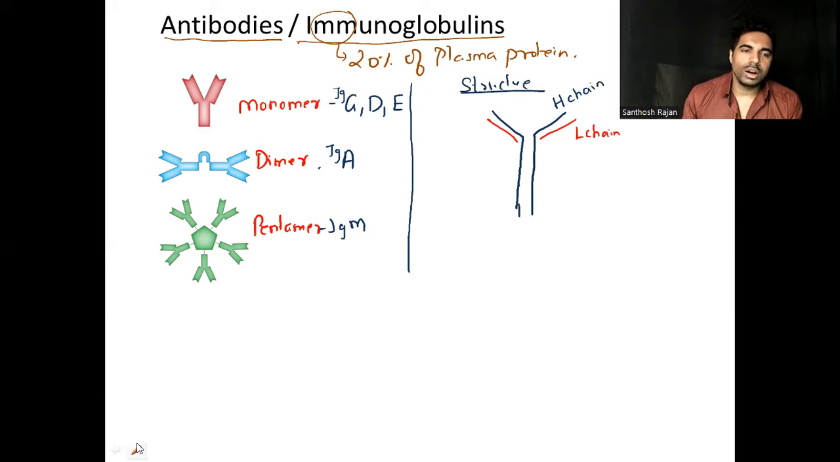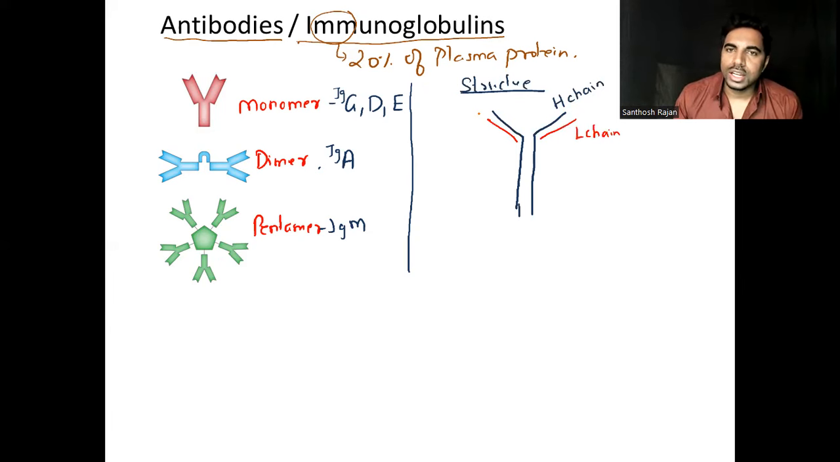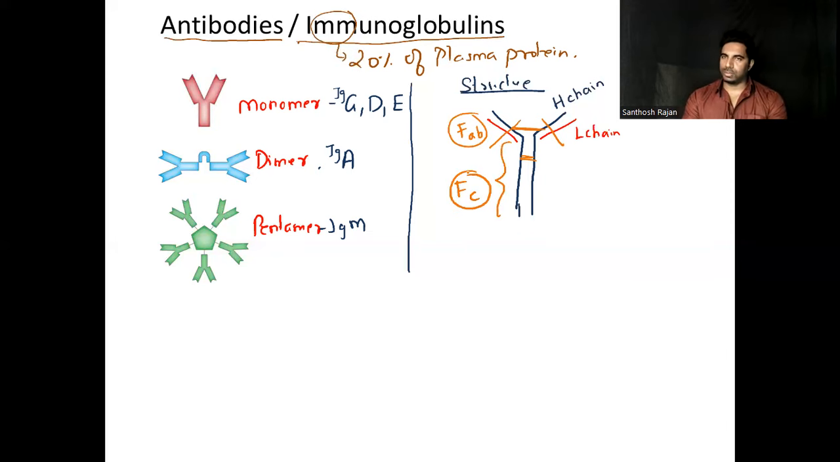Now there is another important thing here. There are two fragments. Here, these are the bonds, the disulfide bonds. This portion till here is called the Fab portion. And the rest, all this part, is called the Fc portion. Now, I'm going to talk about both Fab and Fc.